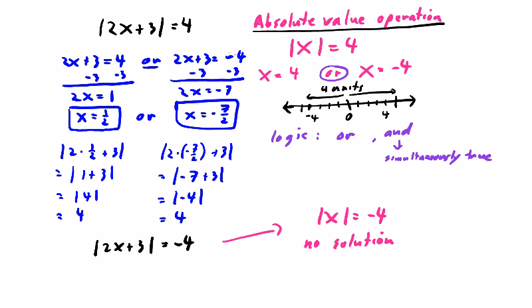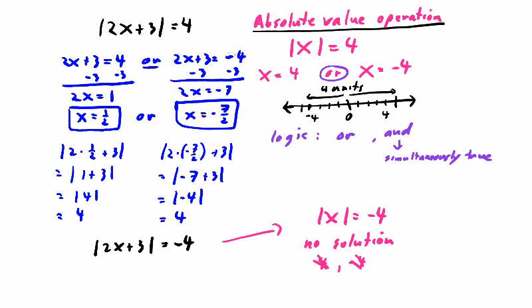Why is there no solution? You can give me any number you want and you cannot get its absolute value to be -4. If you put 4 in, the absolute value of 4 would be 4, so that doesn't work. If we put -4 in, its absolute value is 4, and 4 does not equal -4. So an absolute value operation can never return a negative value.